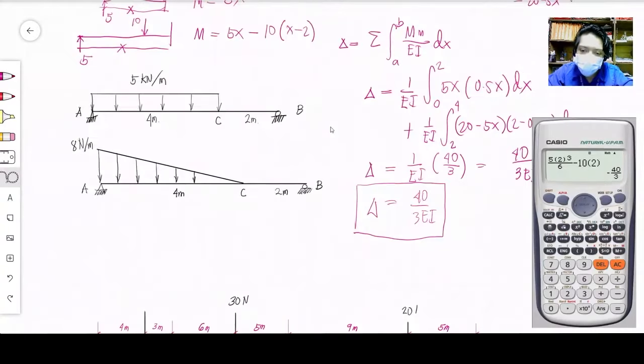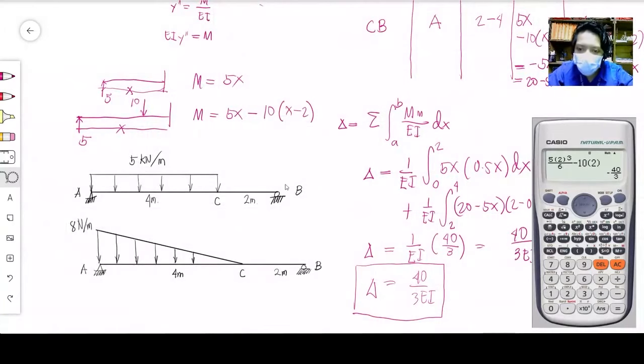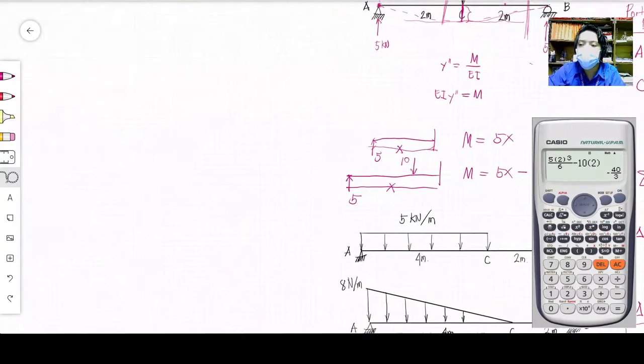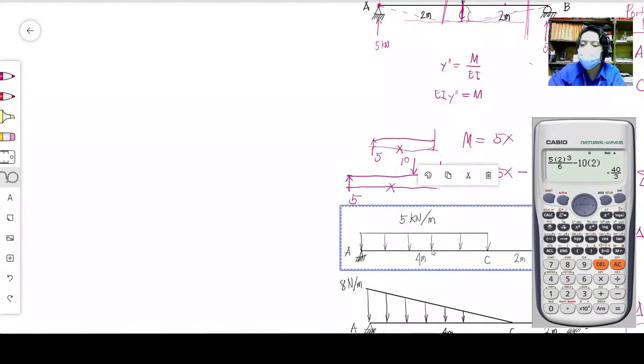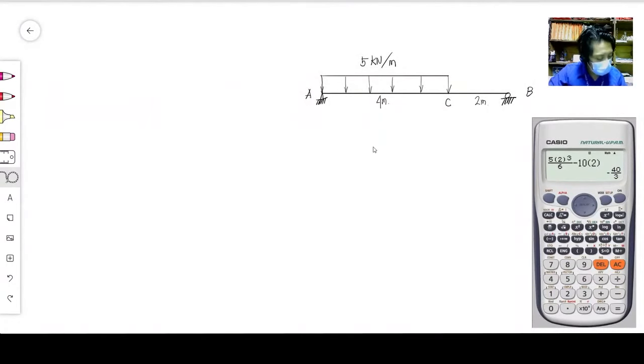I have another example. Okay, last example, this one. This will be my last example. Let me discuss this one first using the double integration method. We have to find the reactions first.